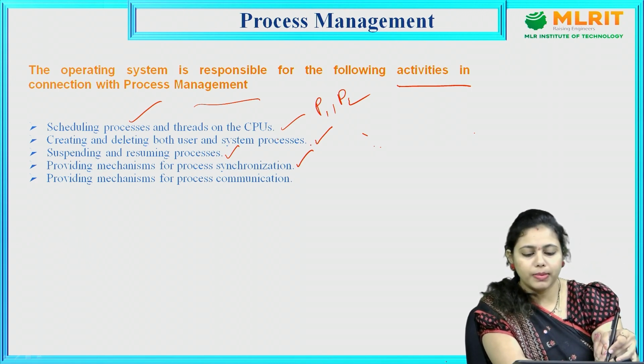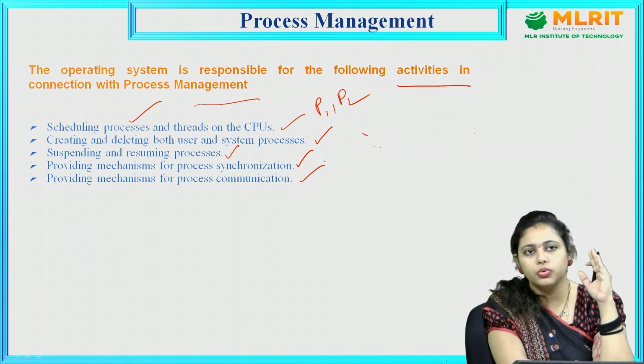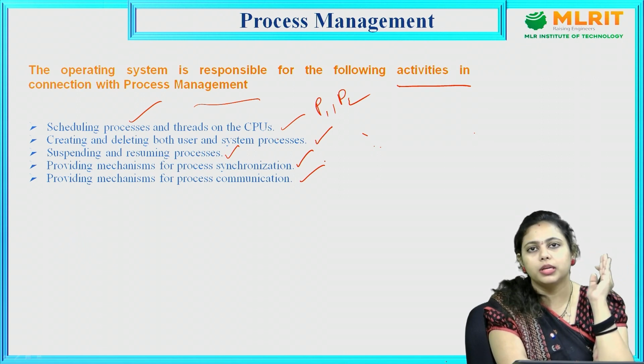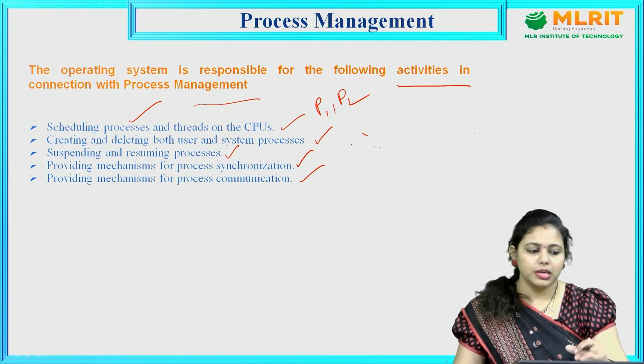Next, providing mechanisms for process communication. So each one has to communicate. P1 has to communicate with P2, or P2 has to communicate with P3. Then only the processes are said to be in communication. So these are the activities we are going to see in process management.